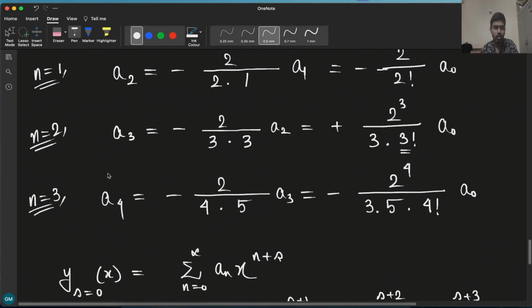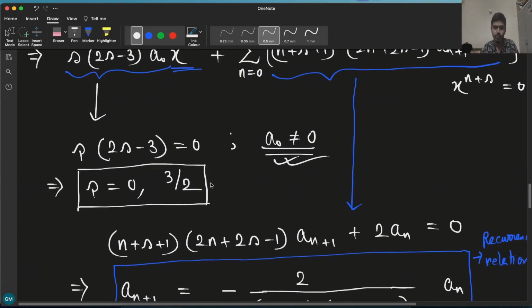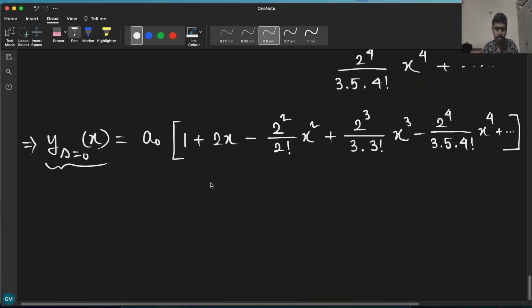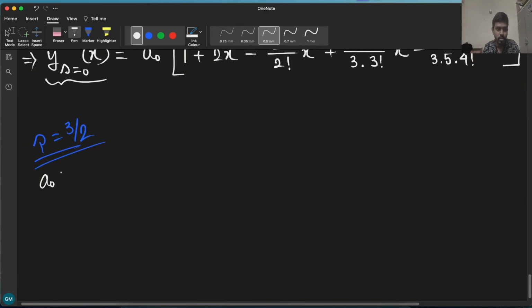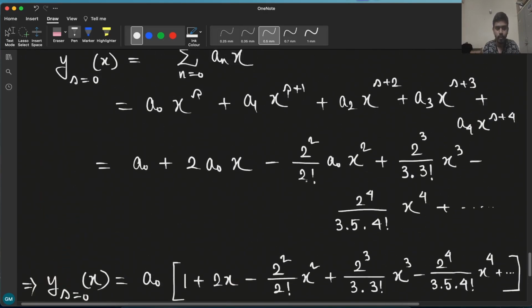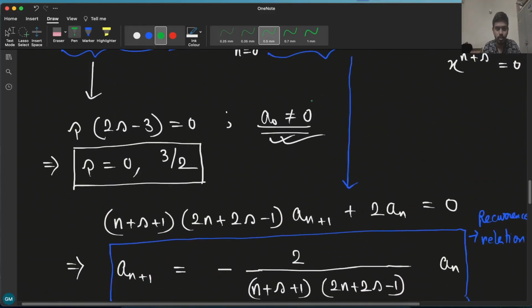So s can take two values, if you remember, 0 and 3 by 2. So let's see what happens if s equals 3 by 2. S equals 3 by 2. Let's write down the recurrence relation. So okay, we will always start with a0. Okay, a0 not equal to 0. So this is the condition, a0 not equal to 0.